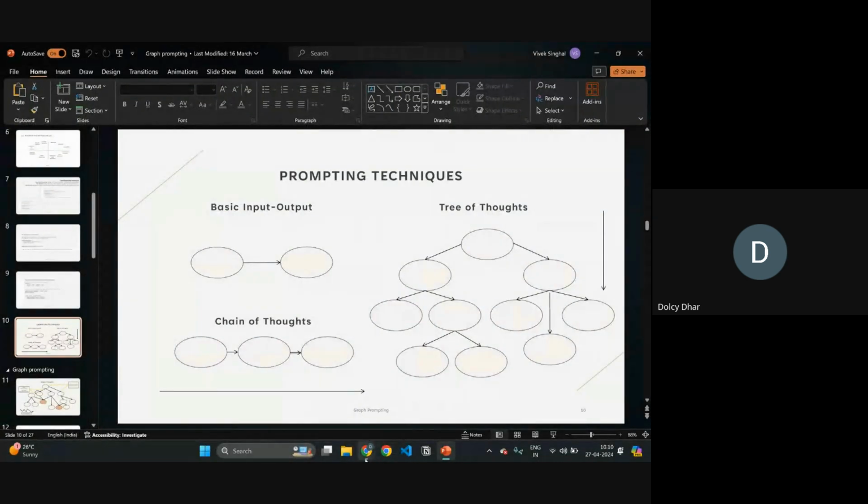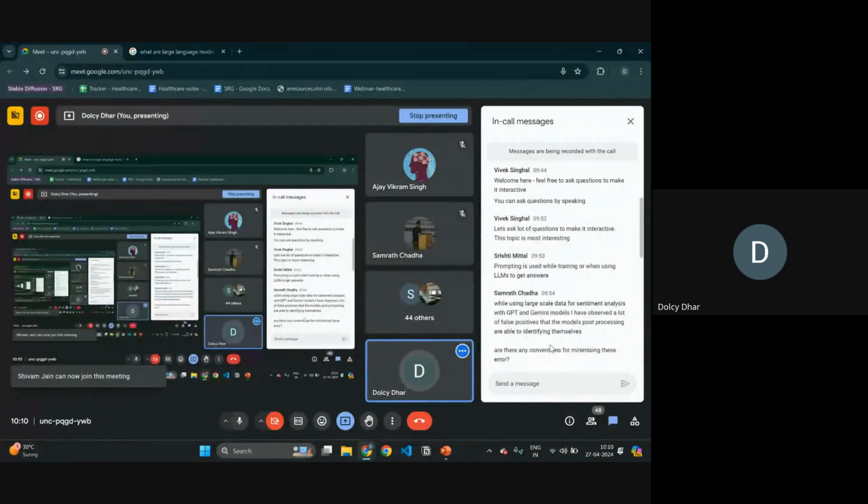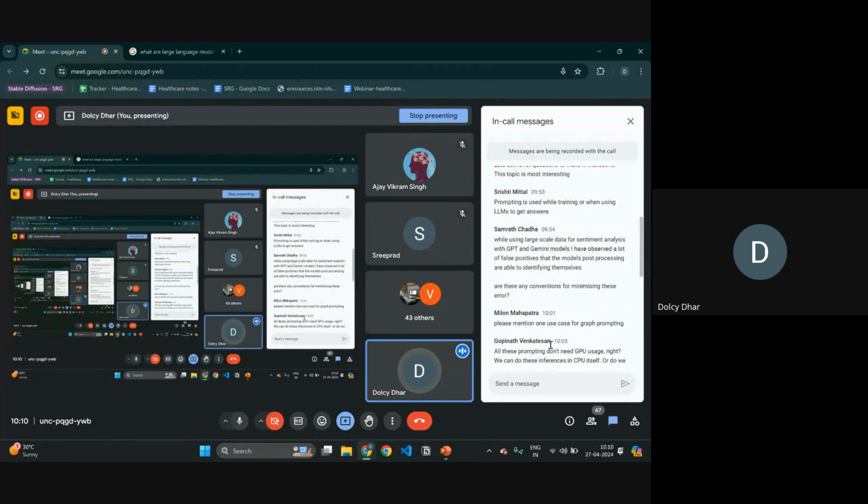Okay, just one more question on the chat. Let me just figure that out. So, Shrishti says prompting is used while training or when using LLMs to get answers. So, Shrishti, prompting is used everywhere. Prompting is used even during pre-training the model, and when the foundational LLM is being made, prompting is done to kind of guide the training of the model.